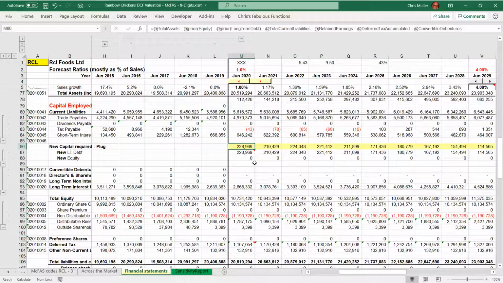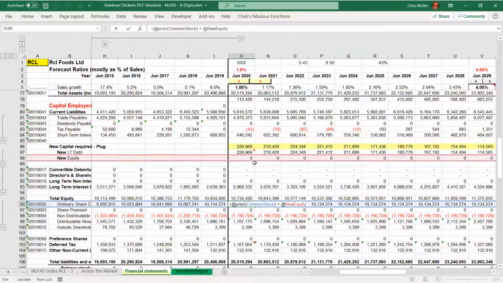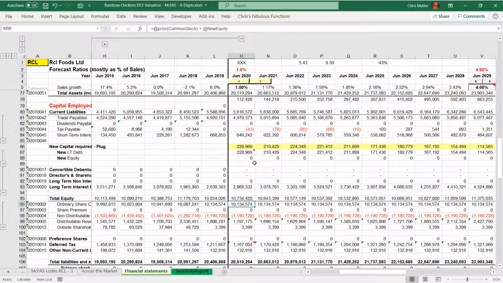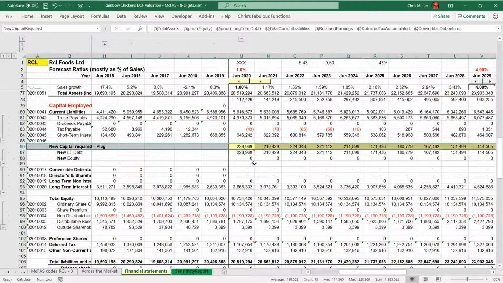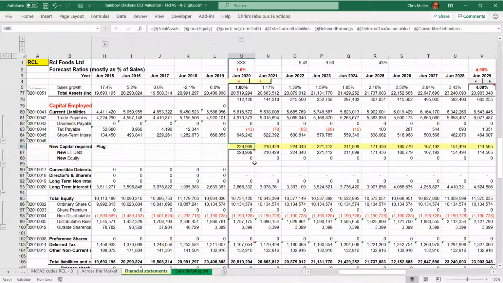It's the shortfall. So if you calculate the shortfall in advance, you can then divvy it up into debt and equity and apply it in the right places. There as debt and there as equity, and miraculously, your balance sheet will balance itself perfectly because your debt and equity now link back to new debt and equity, which links back to your new capital required. This is quite clever. So how do we calculate the new capital required?